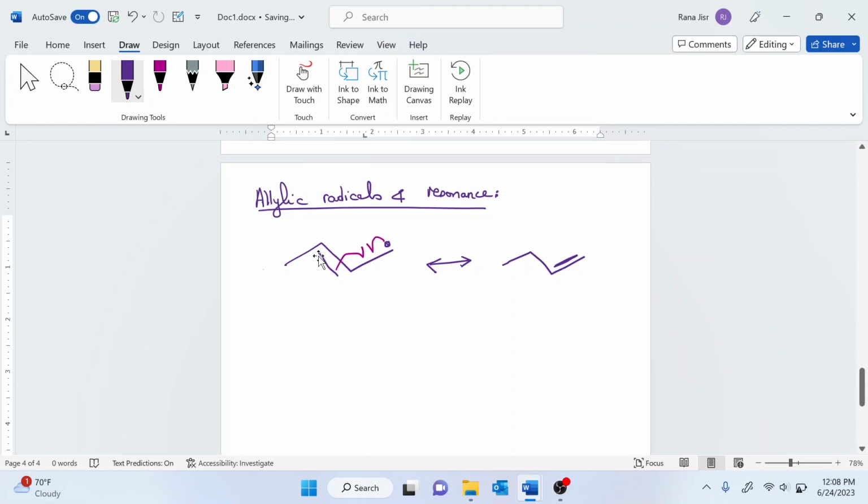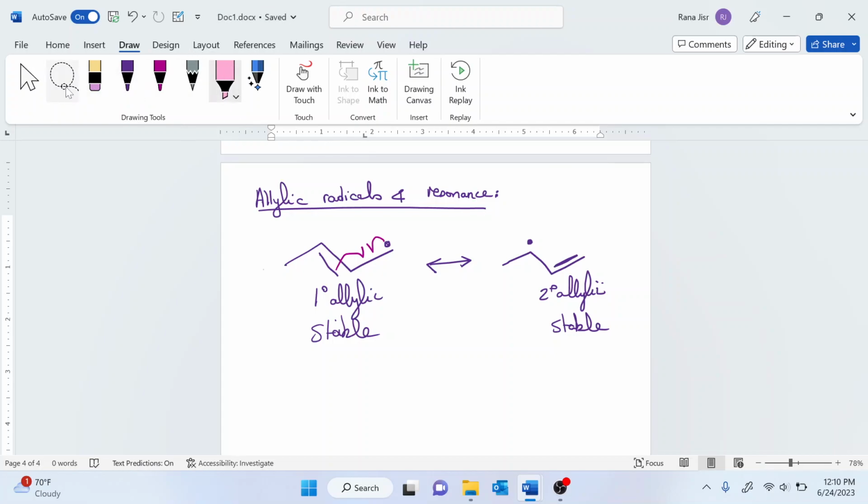Now notice that you still have one electron on this end, and that electron is going to come to the carbon, not to the adjacent carbon, to the carbon that it is on. So you're going to end up having a free radical in there. Going to form a free radical on this carbon. So what I did is I went from a primary allylic to a secondary allylic free radical. Both free radicals are stable, although secondary allylic radicals are slightly more stable than primary allylic free radicals.